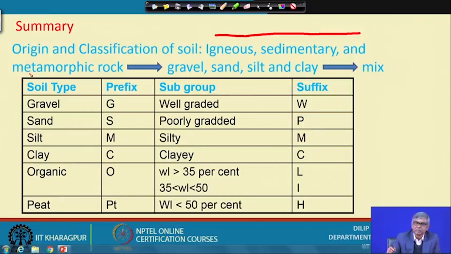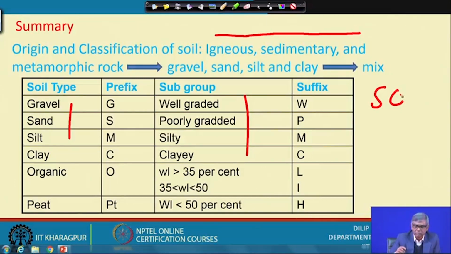And in nature we will find it in the form of a mix. When we find this soil mix, if it is a granular mix, we try to do grain size analysis, and based on that we classify the soil using two letters, a first letter and a second letter. What is the first letter? Generally it gives you the soil type, and the second letter gives you the subgroup. For example, if I get a soil named SC, that means clayey sand.